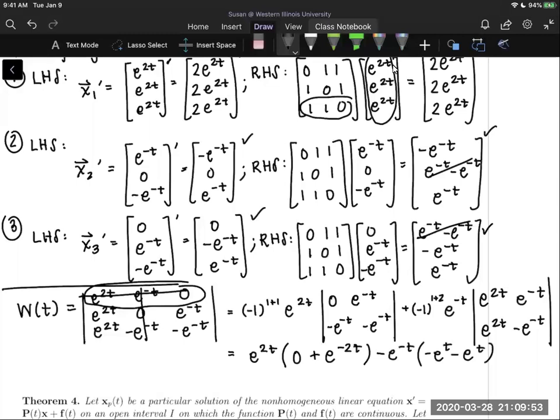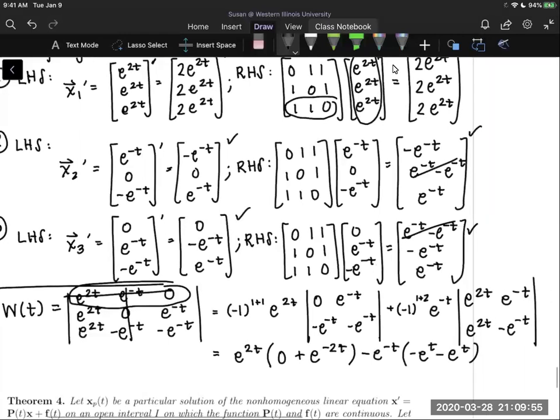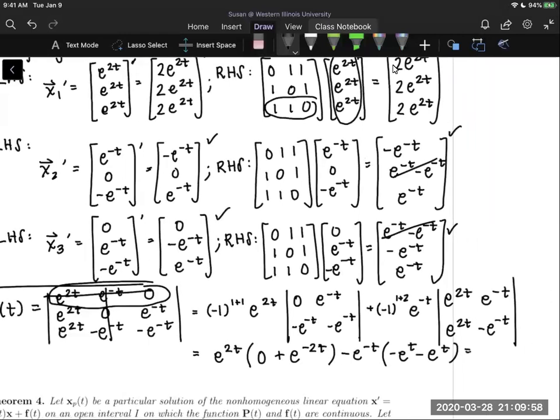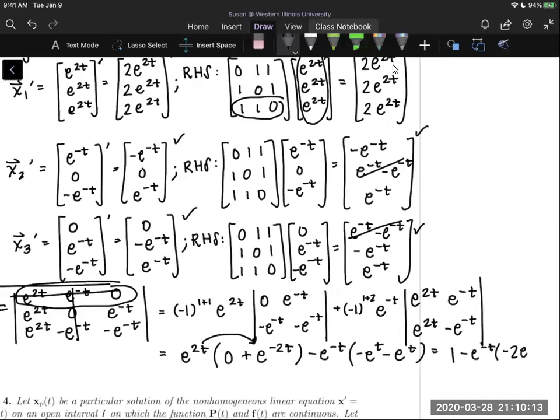And so when it's all said and done, what are we getting here? We are getting e to the 2t times e to the negative 2t, which is e to the 0, or 1. And then I have a negative e to the negative t times negative 2e to the t. And so this becomes 1 plus 2, which is 3. And of course, 3 is not equal to 0. So I'll put a check mark here to say this indicates that these solutions are linearly independent.